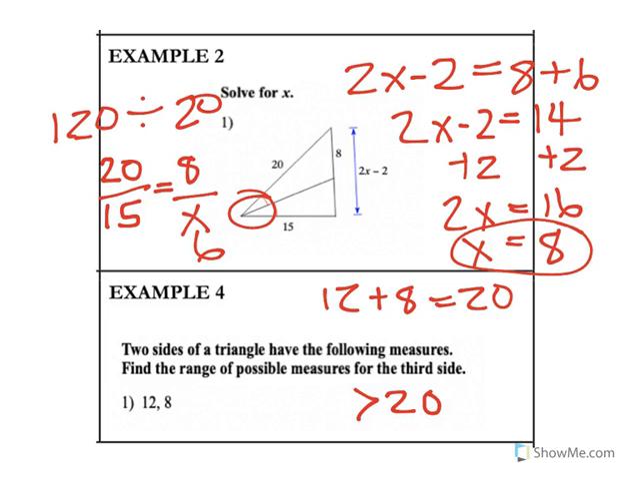So basically this third side needs to be less than 20 because we know that when we add 12 and 8, then the third side needs to be smaller than that sum.